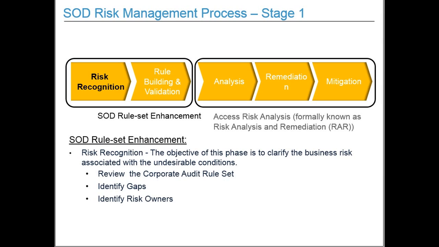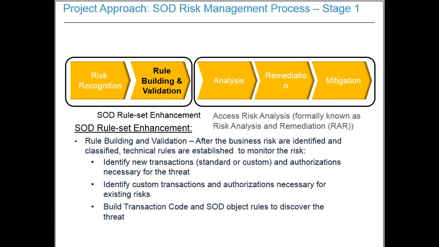In the first phase, which is risk recognition, we identify the risk and find out who is going to own which risk. That is identifying the risk owners in the business. The second most important thing is rule building and validation. We create our own rule set as I discussed before.